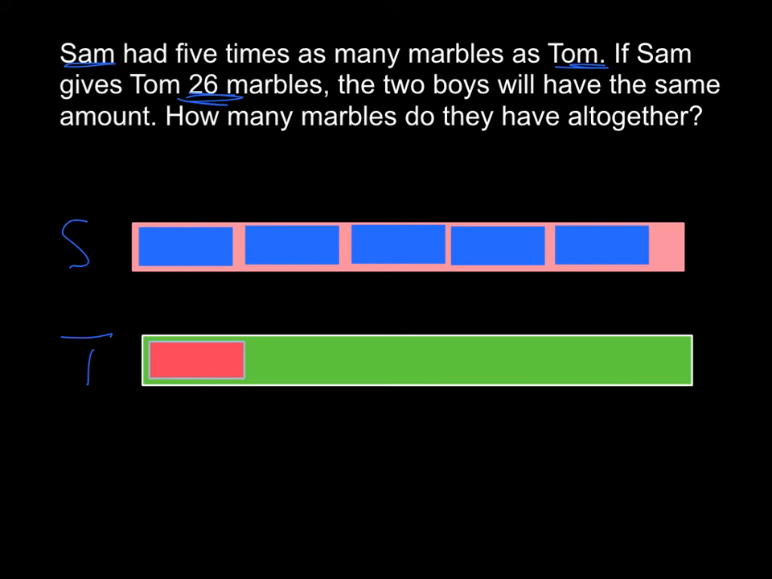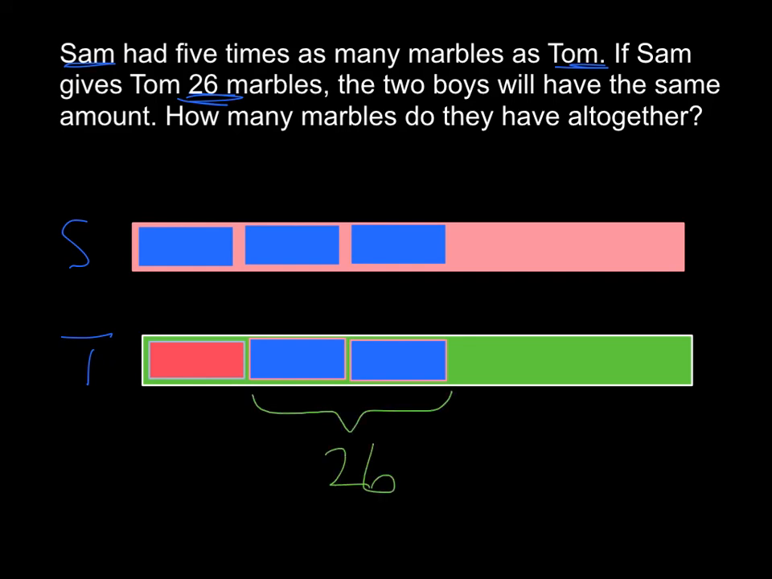So I need to look at my bars. So Sam has got 5, Tom has got 1. How many of these blocks do I need to give Tom so that he has the same amount? Well, I can see that if I move these 2 blocks down here, then Sam and Tom will have the same number of blocks each. The question is, how much do these blocks represent? Well, I know that Sam is planning to give Tom 26 marbles. So these 2 blocks are 26 marbles.